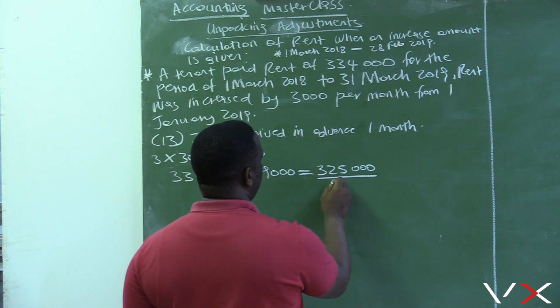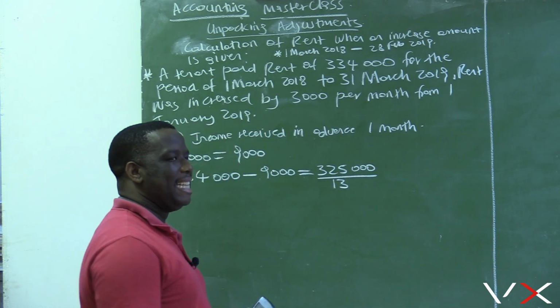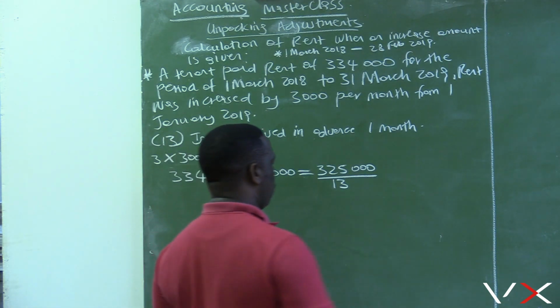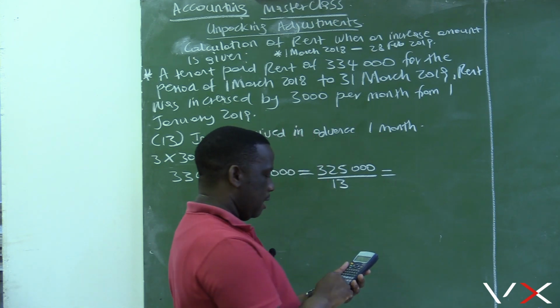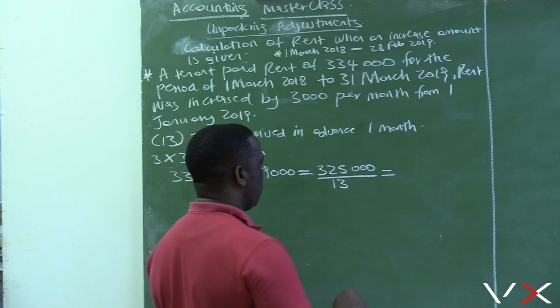And this 325,000, you now divide by 13 to get the rent amount before increase. So 325,000 divided by 13 equals 25,000.